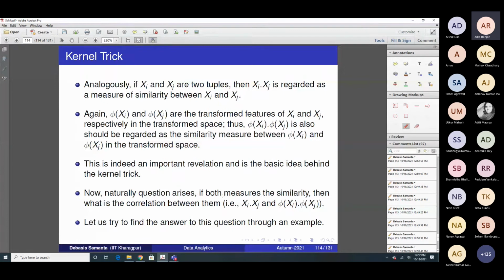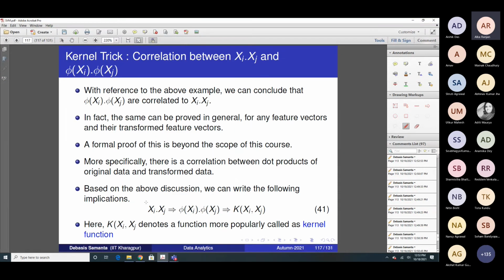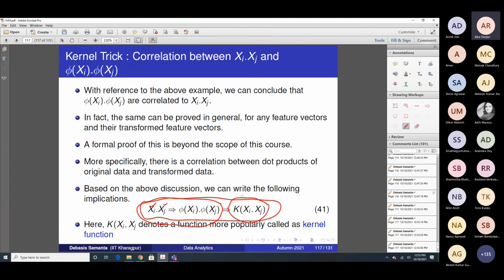Now again I can start here. This is a very important statement: xi dot xj and phi xi dot phi xj are equivalent, and both of them give the similarity measure of two vectors xi and xj. And let this similarity value be k of xi, xj. That means here k is a similarity measure.